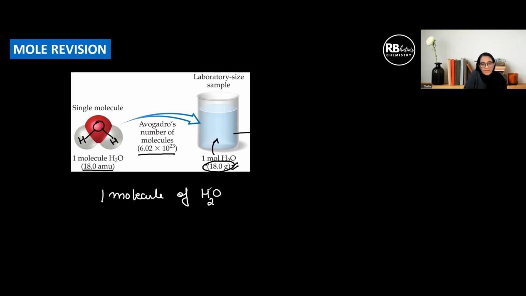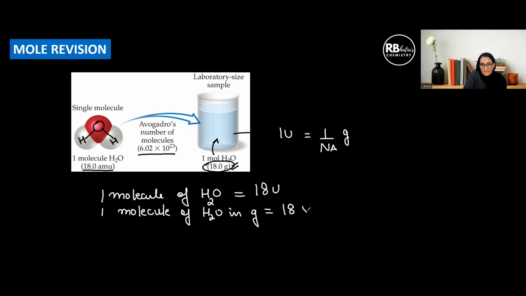You can redo, replay, because children are often confused with this. One molecule of water weighs 18 U, right? If I ask you what is the mass of one molecule of water in gram, then we discussed 1 U is 1 upon Avogadro number of grams. So I will do 18 into 1 upon Avogadro number of gram. This is the mass of one molecule in gram. This was the mass of one molecule in U. Please remember, it's one molecule. In U it is 18 U, but in gram it is 18 upon Avogadro number.